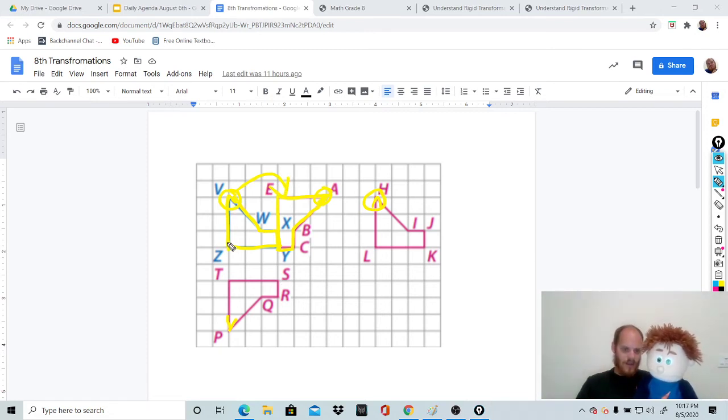And what about this one right here? But did it slide? No. It looks like a mirror, so it's gotta be a reflection. Exactly, so this one right here is the reflection.